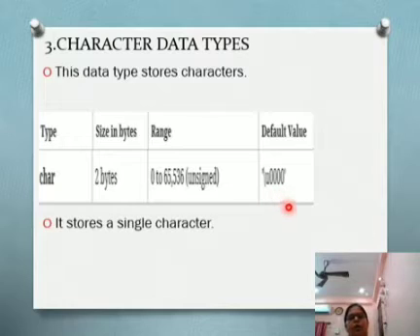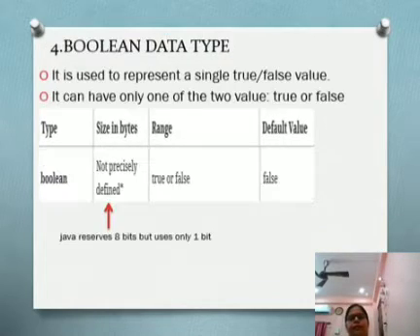In character, we all know that it stores only a single character, meaning 1, 2, A, B, or special characters, question mark, quotation marks, like that.